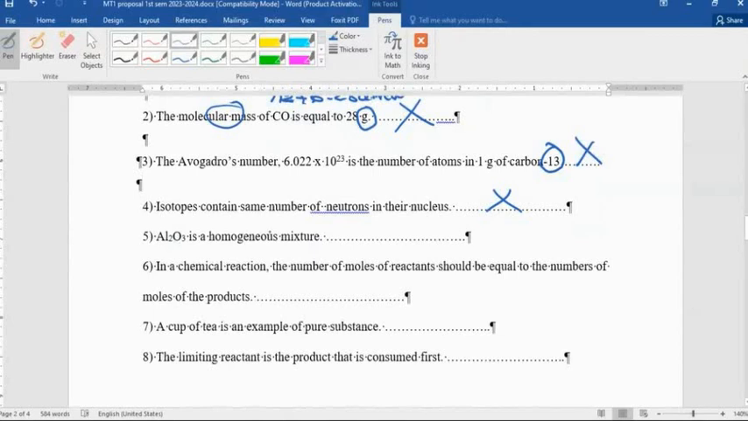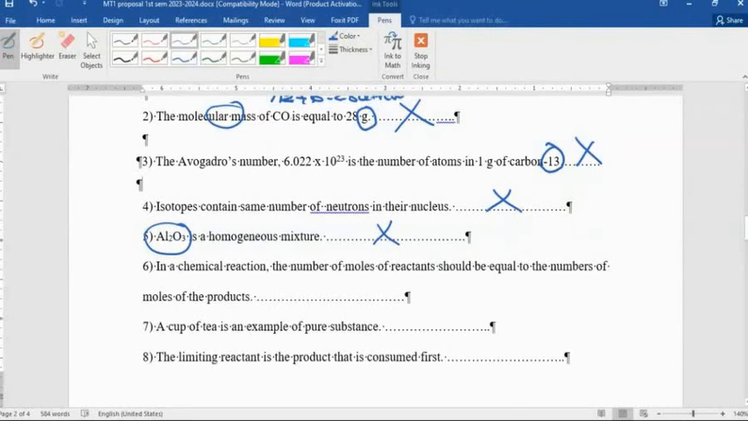Aluminium oxide is a homogeneous mixture. Oh, hang on, doctor. We have seen this one previously in the previous questions. Which one is a pure substance? Our choice was for the compound. So aluminium oxide is a compound. It is a pure substance. It's not a homogeneous mixture. So this one is wrong. The correct answer here will be: aluminum oxide is a pure substance, or aluminum oxide is a compound.